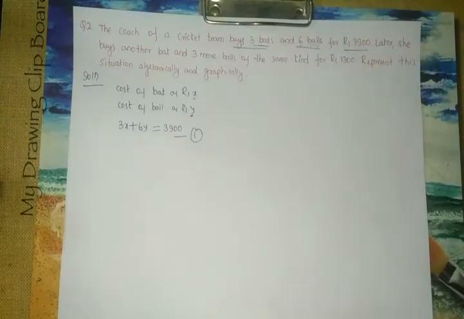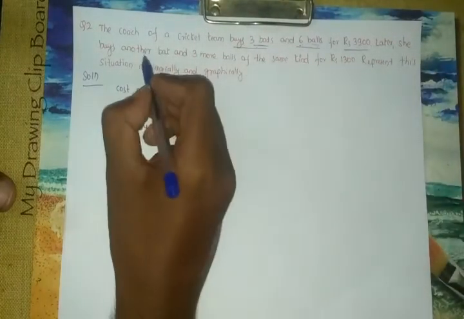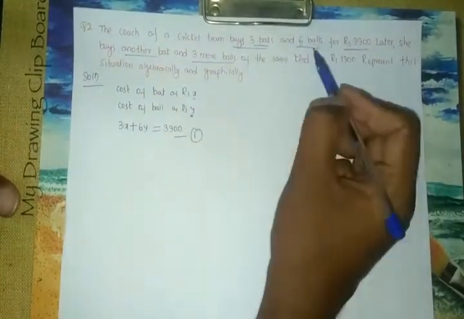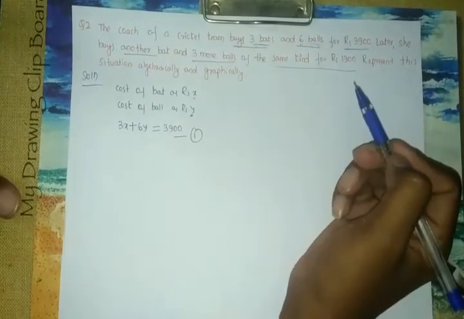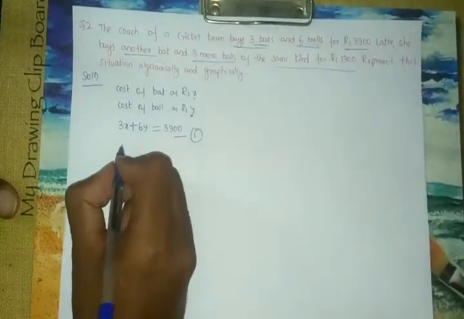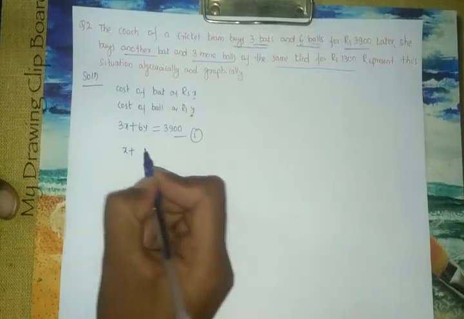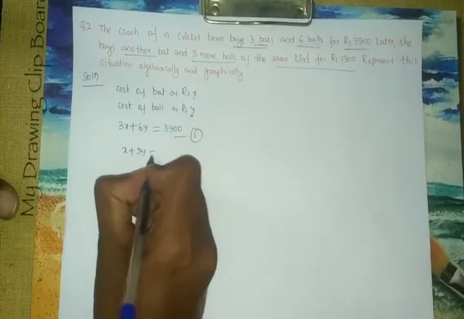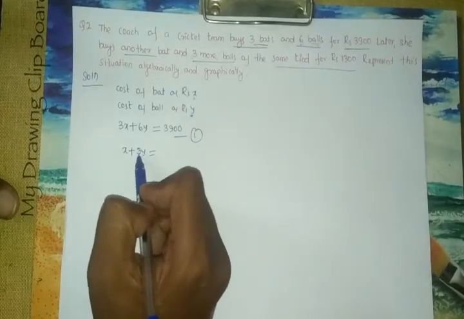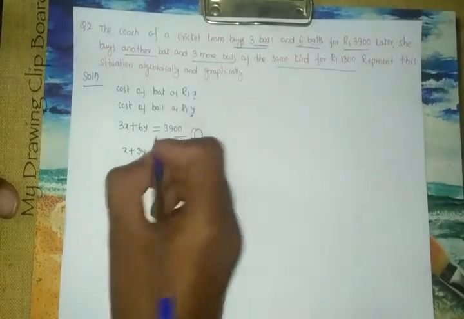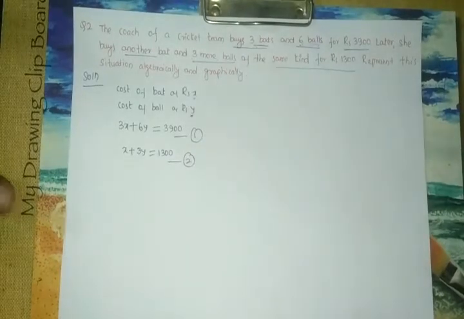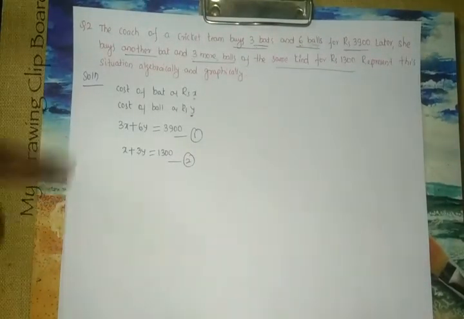One more condition is, she buys another bat, that is one bat, and 3 more balls of the same kind for rupees 1300. One ball multiplied by 3 will be 3 more balls, for rupees 1300. So this is equation 2. This is the algebraic form of representation.